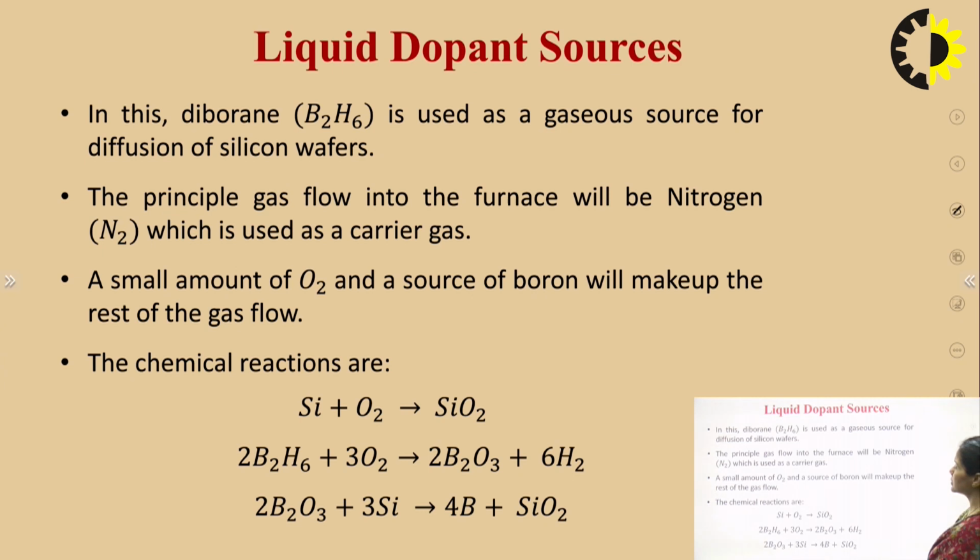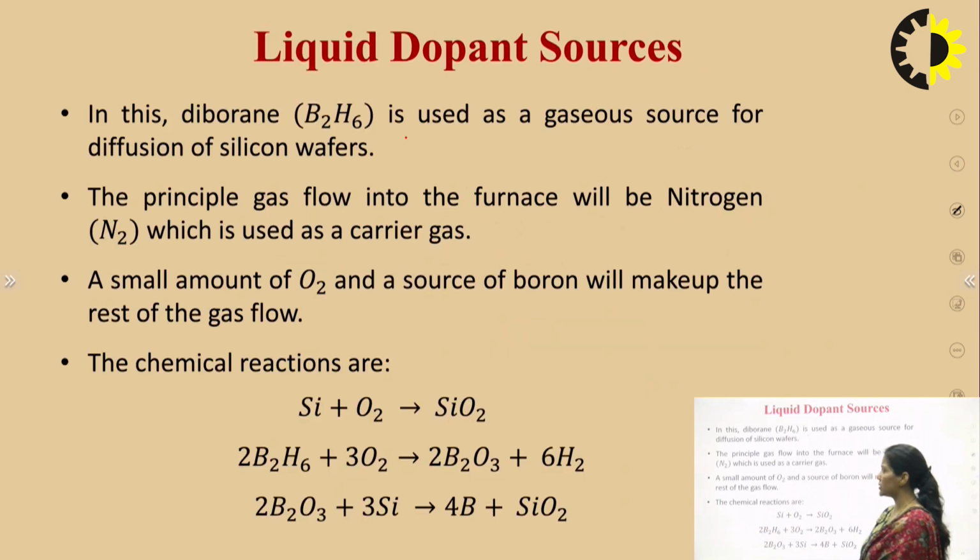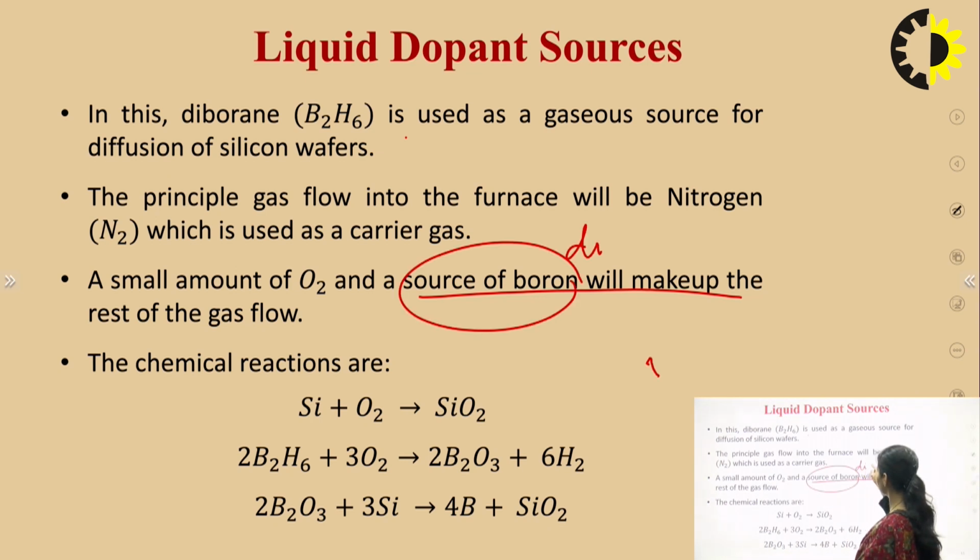So in this case, diborane, that is B2H6, is used as a gaseous source for diffusion of silicon wafers. The principal gas flow into the furnace will be nitrogen, which is used as the carrier gas. A small amount of O2 and a source of boron, that is diborane, make up the rest.